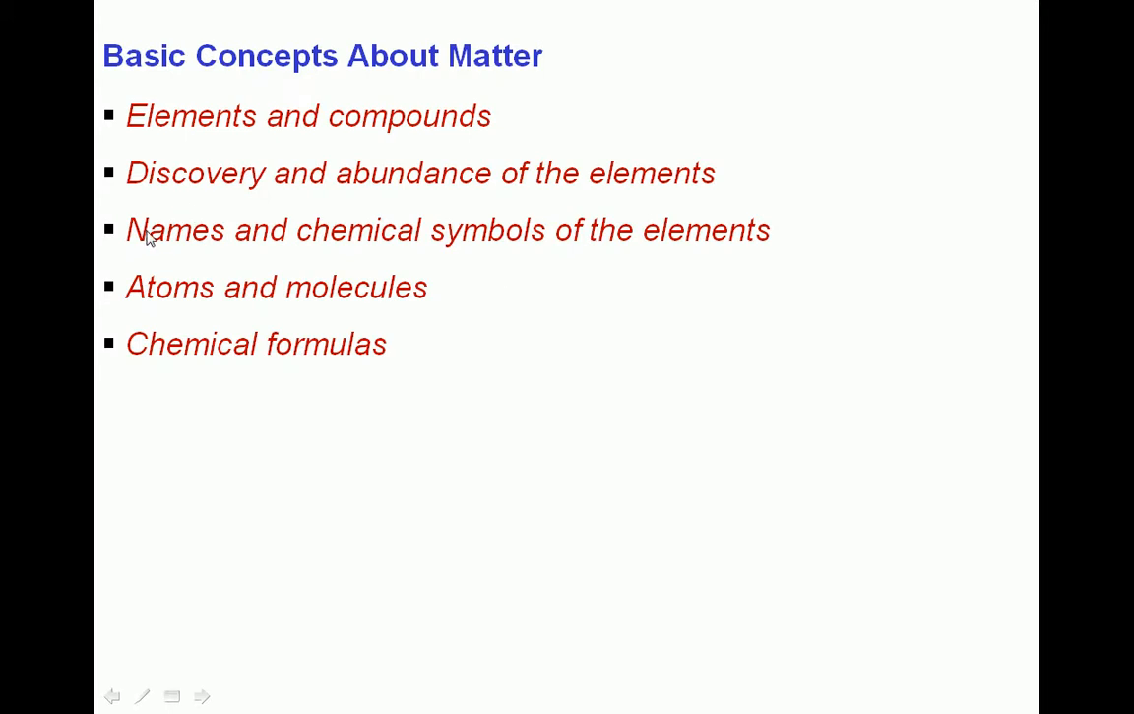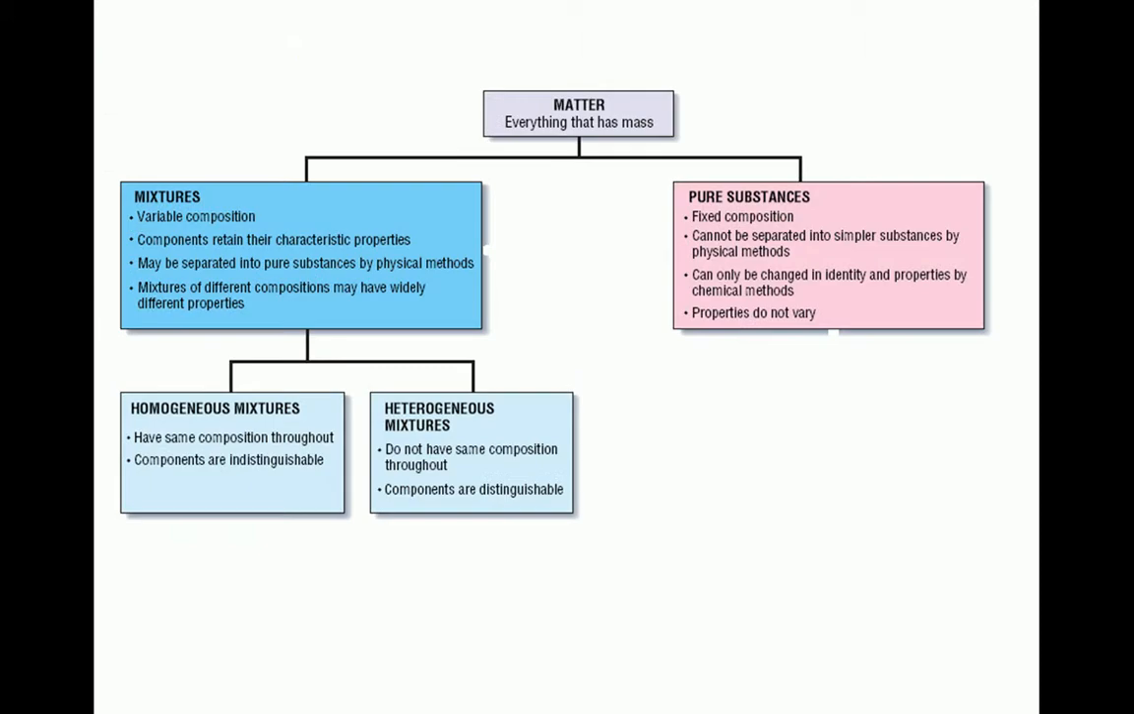Then we're going to do a section where we talk about how elements are named and how we give them symbols. We'll then move on and look at the distinction between atoms and molecules, and finally we'll look at how we can represent the ratio of atoms and the atom types that are present in molecules using chemical formulas.